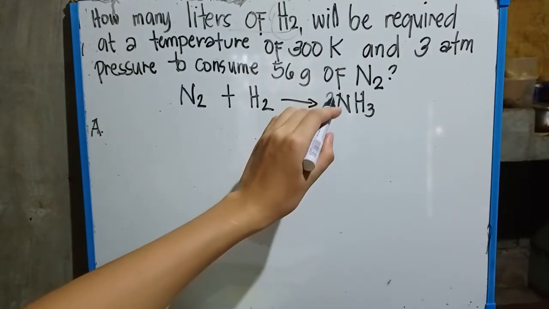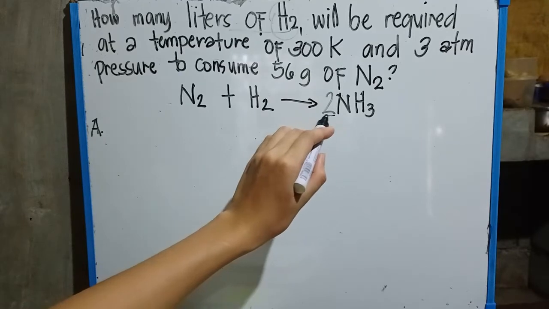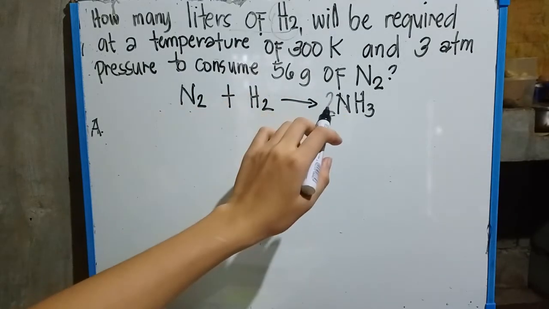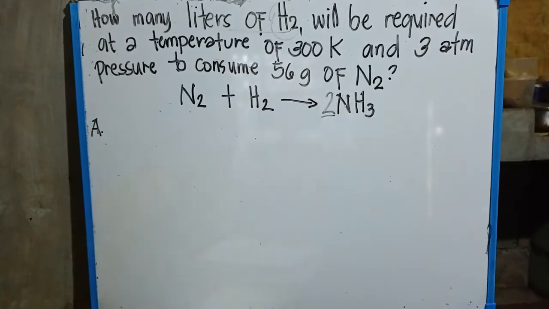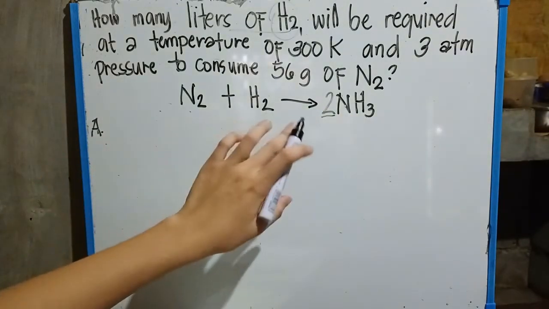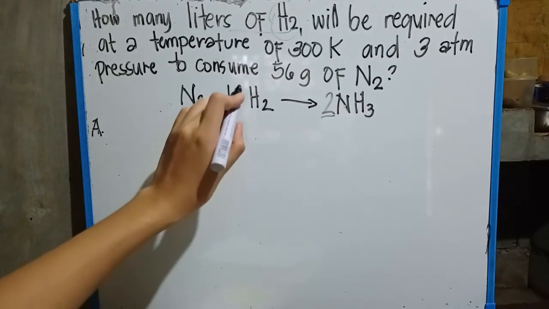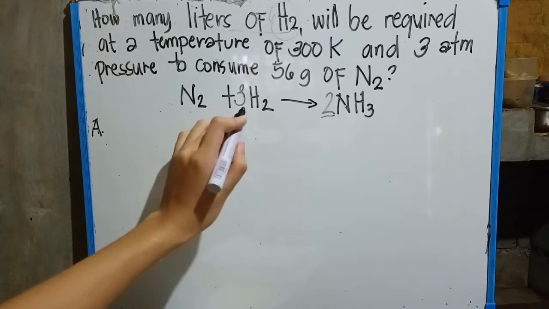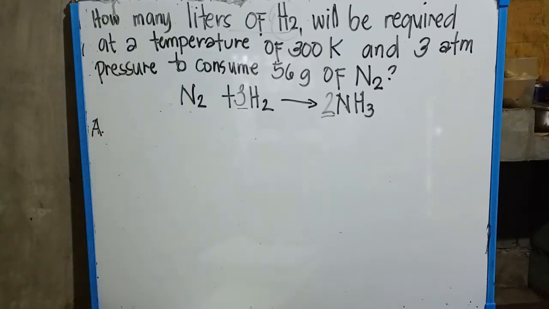So if we put 2 here, 2 times 2 is 2. 2 times 3 is 6. So in order to balance our reactants, we just put 3 here. So remember class, always start with number 2.